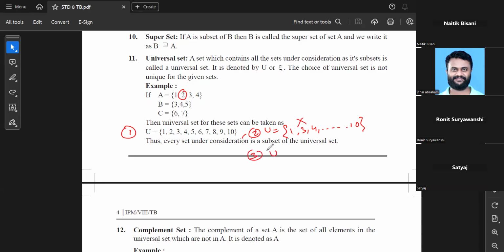If I'm saying that option three is U equal to 2, 3, 4, and so on till 10, that is also not a universal set because I've missed one, and so on. Even if I'm missing even one number, then it is not a universal set. So I just have to make sure that I should not miss any of the elements. All the elements should be covered. That is the only condition.